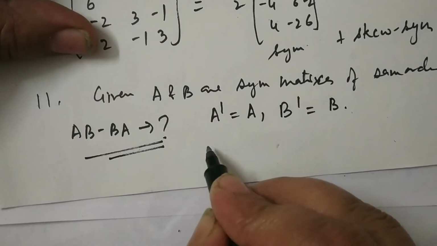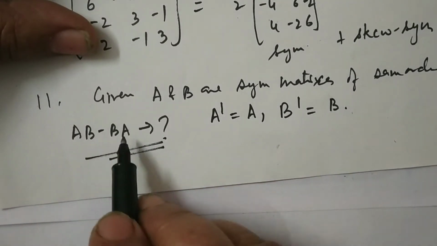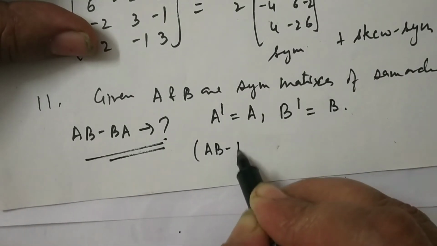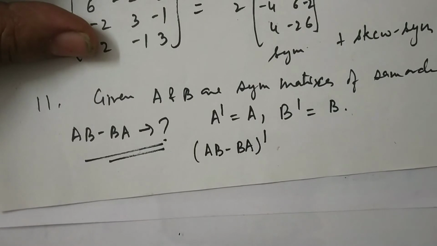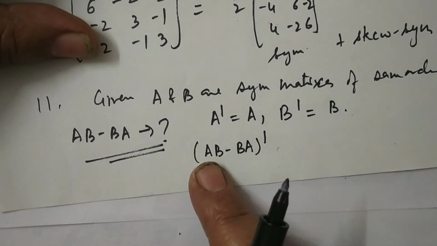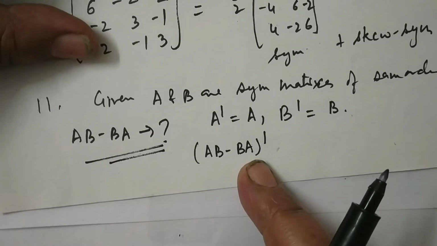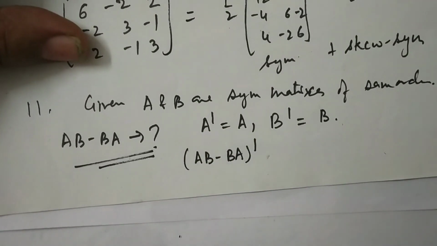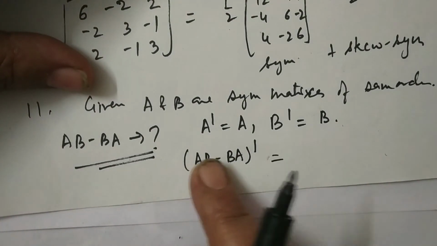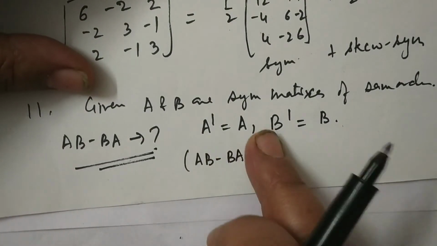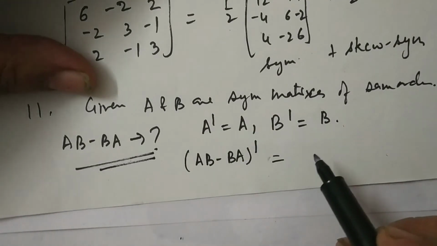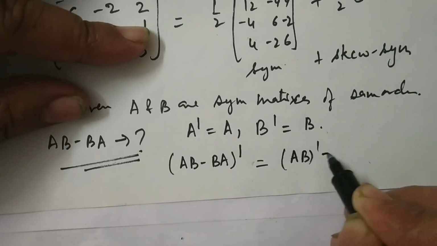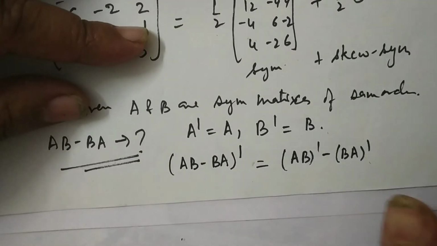Now if you find AB minus BA, it will be a new matrix. Let's find out the nature of this. For this I need to apply the following: if its transpose comes out the same, then it is symmetric. If its transpose comes out as the negative of it, then its nature will be skew symmetric. So let us find out. Here we'll apply (A plus B) whole transpose equals A transpose plus B transpose. That property will be applied here. So this can be written as (AB) transpose minus (BA) transpose.